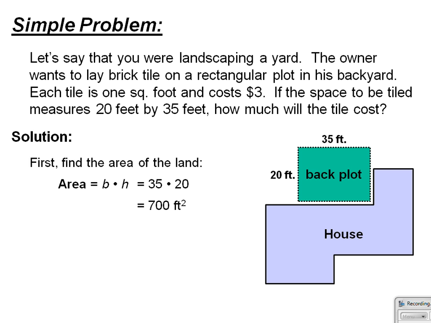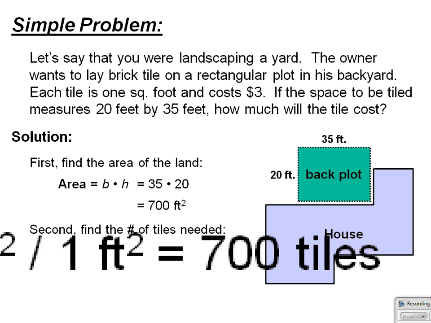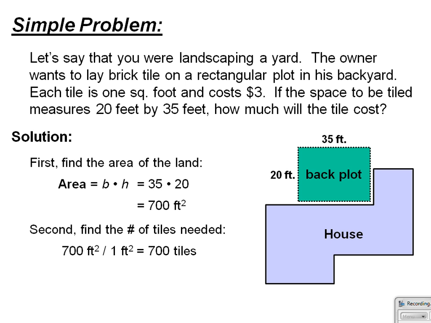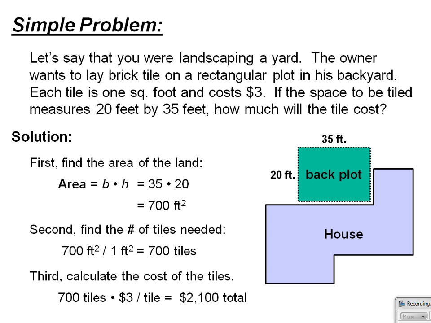Now that we know the area of the land, let's figure out how many tiles we need to cover that area. And this is actually going to be a very straightforward calculation because each tile is 1 square foot. We have 700 square feet. Therefore, we'll just need 700 tiles. And finally, now that we know how many tiles we need, we just need to calculate the cost of the tiles. So since each tile costs $3 and we need 700 of them, then $2,100 total for the cost.